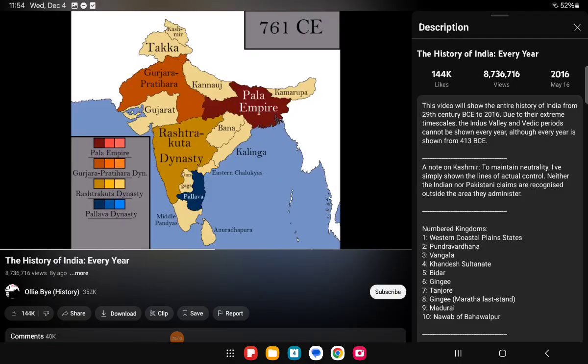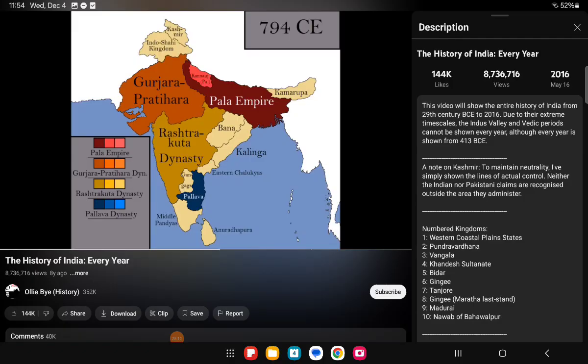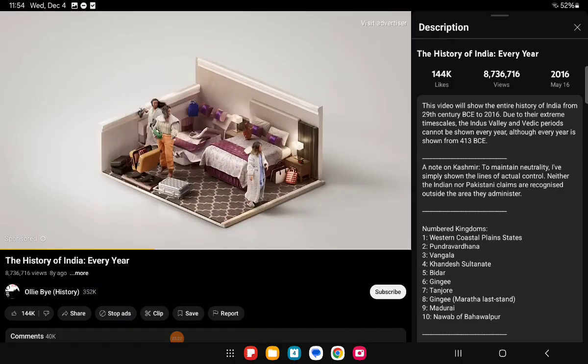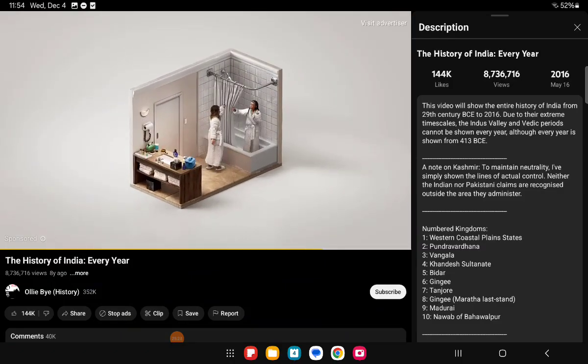Oh, look, there's a Pala Empire now, and it's touching and both it and the Gujarat Pratiharas have greatly expanded, and so did the Rashtrakuta dynasties. And now the Gujarat Pratihara is bigger.